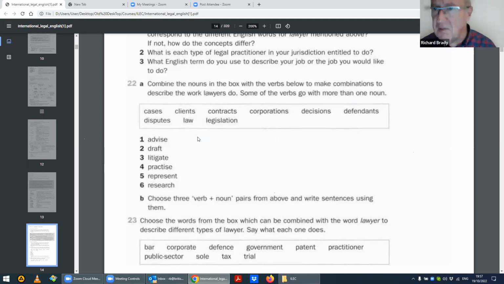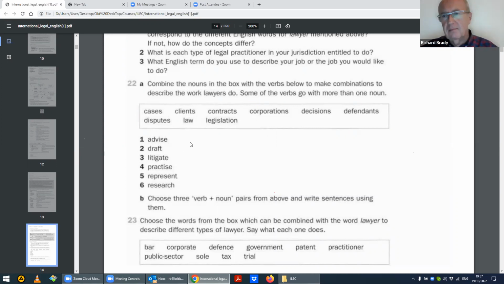Motor racing. Okay, you know what a motor is? Drives a vehicle. And you know what racing is? Motor racing, however, has a special meaning. It's a collocation. Right. Now, in the law, in legal English, there are lots of collocations that consist of a verb with a noun. Now, here, numbers 1 to 6 are a number of verbs. Advise, to draft, to litigate, to practice, to represent, to research. And in the box are a number of nouns. Cases, clients, contracts, corporations, decisions, defenders.